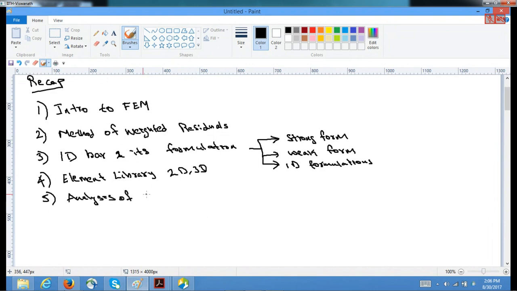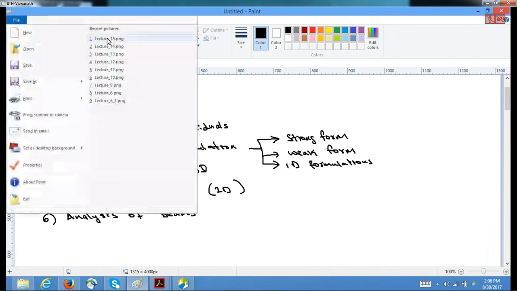in 2D frames. Then we started recently on the analysis of beams. This is the topic we were continuing in the previous class. So we'll continue from the same place where we left. Let me have a short recap flash of the previous lecture.